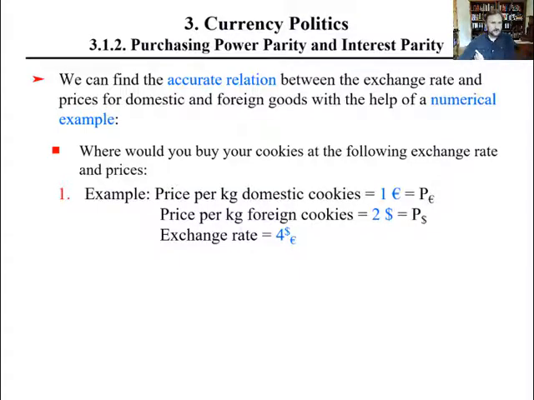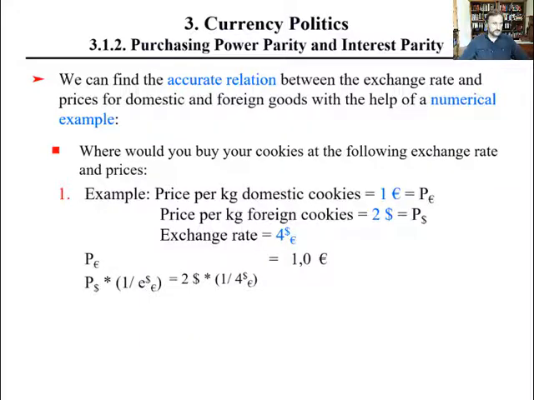Let's calculate the price of American and European cookies denominated in euro. So the price of cookies in euro is already well known. It's €1 for 1 kilogram cookies. That's quite simple. To find the euro price of a kilogram cookies in the United States, we have to use the exchange rate. We have to divide the dollar price over the exchange rate. In this case, the dollar dimension cancels and the euro dimension stays.